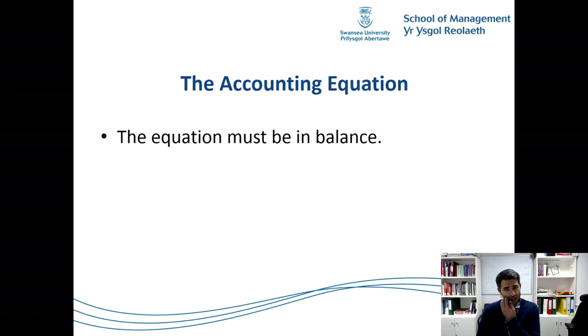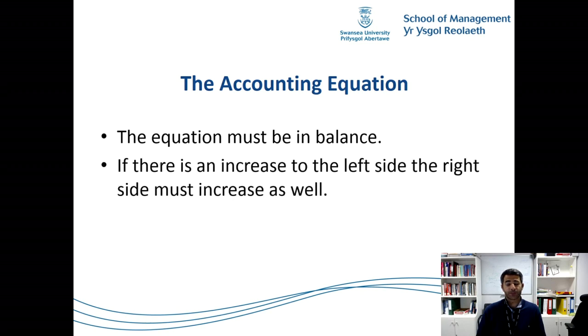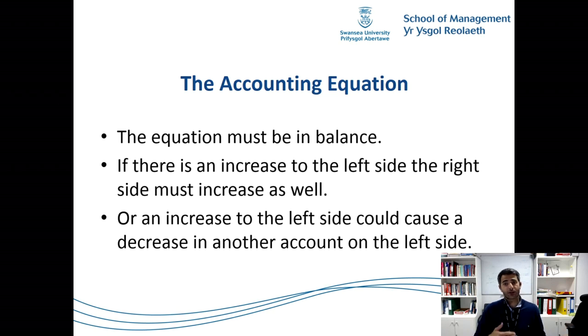There are some rules for the accounting equation. The first one is that it should be in balance. Second, if there is an increase to the left side, there should automatically also be an increase on the right side. But that is not always the case. Sometimes there could be an increase on the left side and a decrease on the right side, and vice versa. It depends. We'll come to it in a bit.